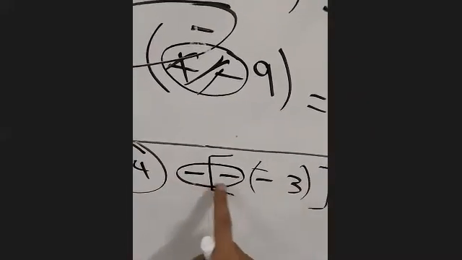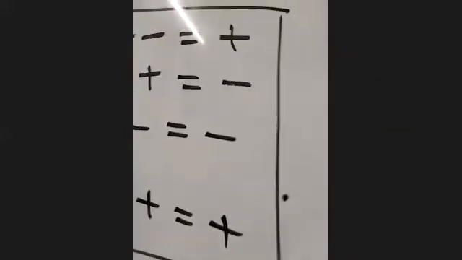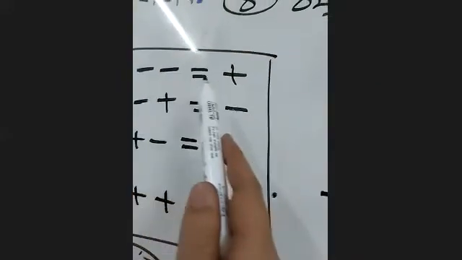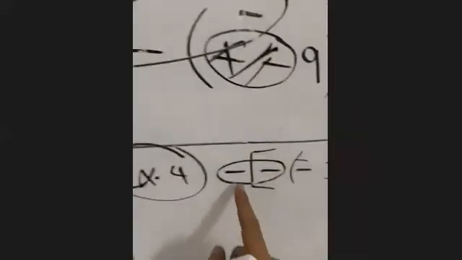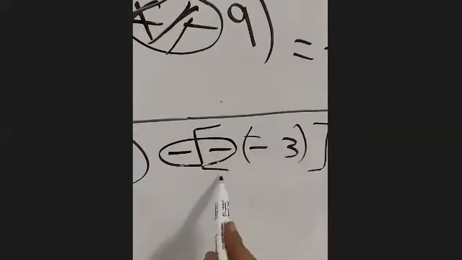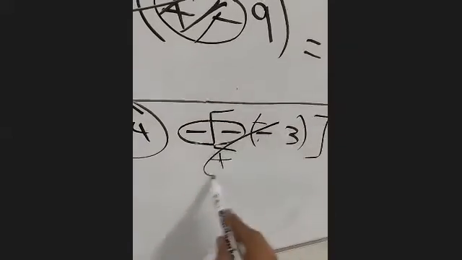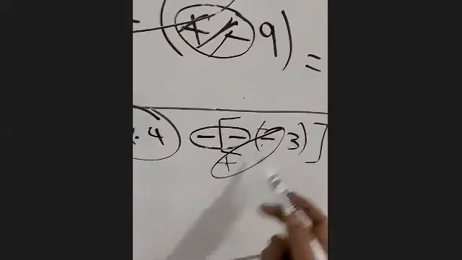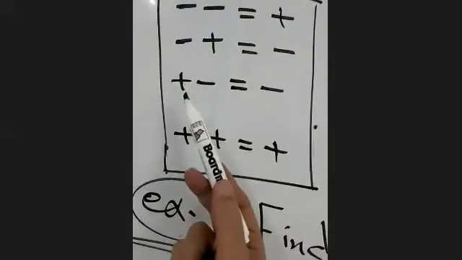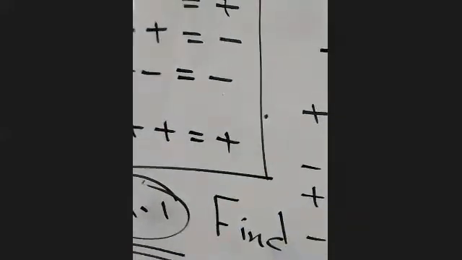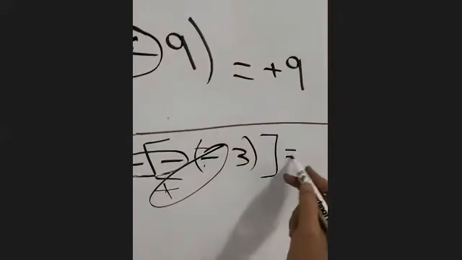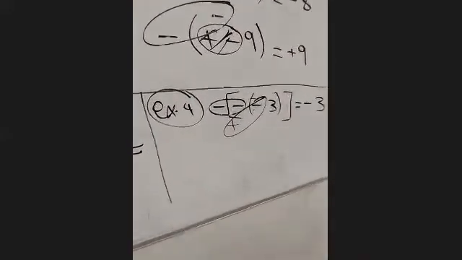Negative, negative from the table is positive. So these two negatives give positive. Now, positive with negative, where is it? Positive with negative is negative. So the answer is negative 3. This is example 4.